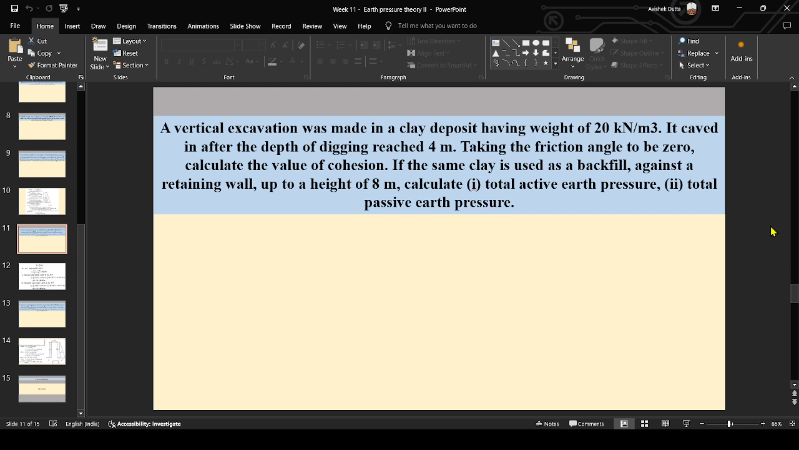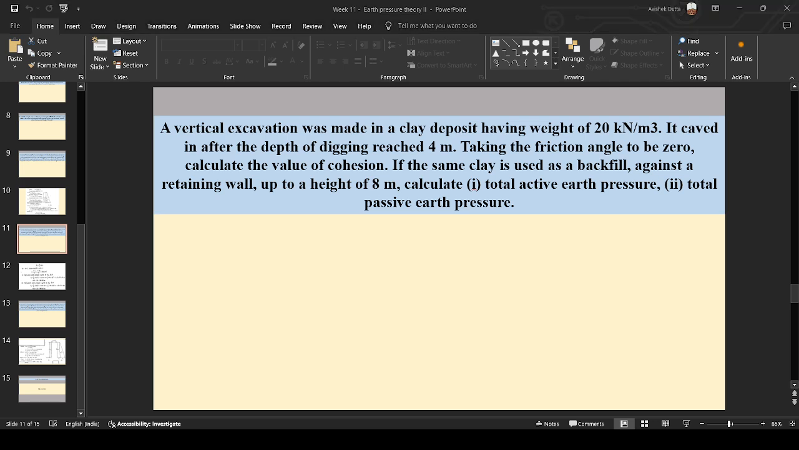I'll repeat the question. A vertical excavation was made in a clay deposit having weight of 20 kilonewton per meter cube. That is the unit weight. It caved in after the depth of digging reached 4 meter. Taking the friction angle to be 0, calculate the value of cohesion. If the same clay is used as a backfill against a retaining wall up to a height of 8 meter, calculate number 1, the total active earth pressure, and number 2, total passive earth pressure.